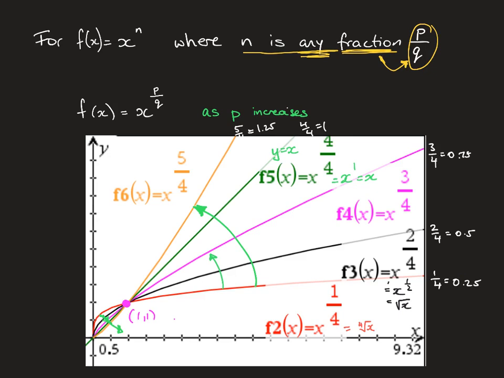So we're going to judge the shape of any fraction based on whether the overall P over Q, the actual fraction itself, is it greater than 1 or less than 1. If it's greater than 1, it's going to be above the line y is equal to x, and if it's less than 1, it's going to be below the line y is equal to x. I'll show you what I mean.